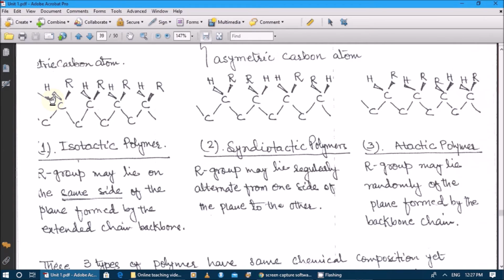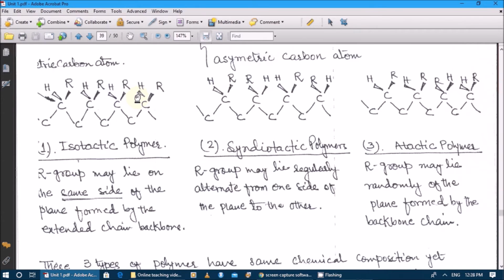This is a three-dimensional plane you have to consider, and inside that plane one hydrogen atom is at the top of the plane, or above the plane, and the R functional group is located below the plane. So in case of isotactic polymer, all the hydrogen atoms are located above the plane. You can see all the hydrogen atoms are connected with an empty, unfilled triangle.